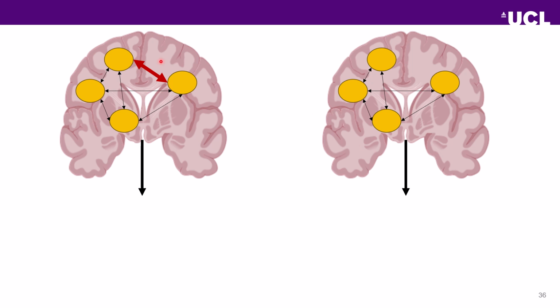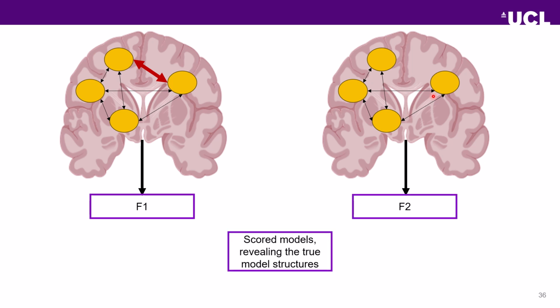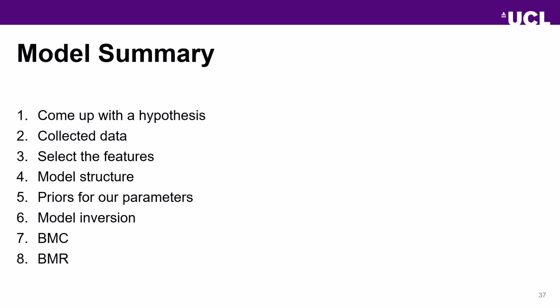This might look like this. So if we're unsure of this connection here, we can turn it off, score the free energy, and reveal a better structure or a better explanation for the data. And we can do this with multiple connections. So in summary, we want to come up with a hypothesis, collect our data, select our features we're looking at with our collection, plan out our model structure, set our priors, invert the model, and then do our Bayesian model comparison and Bayesian model reduction.